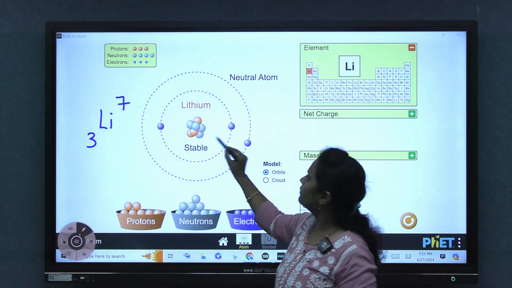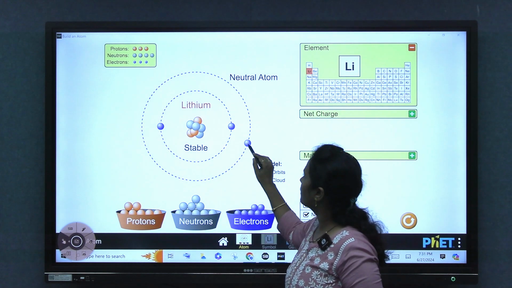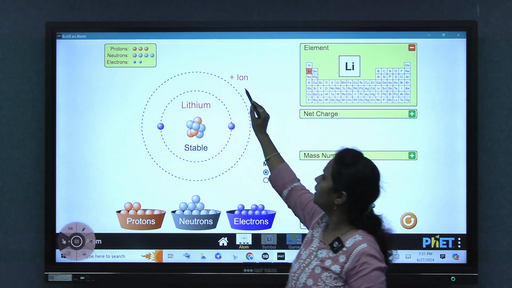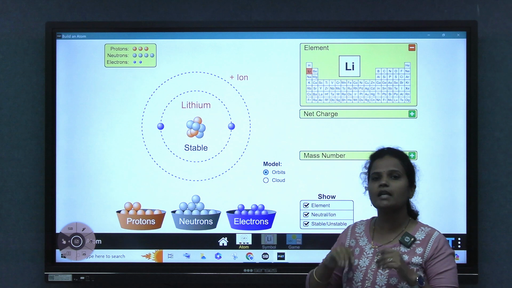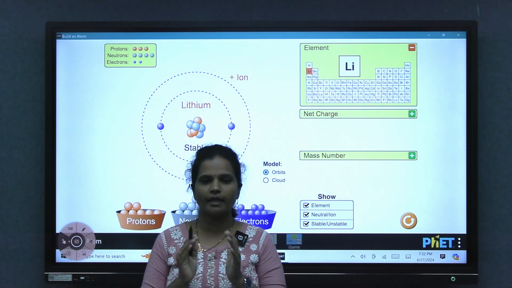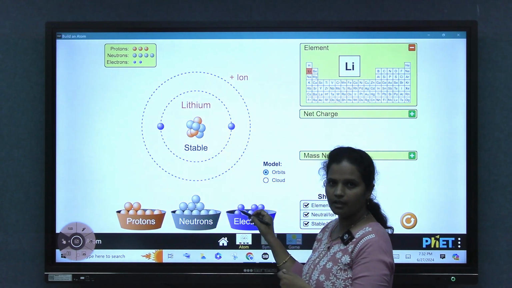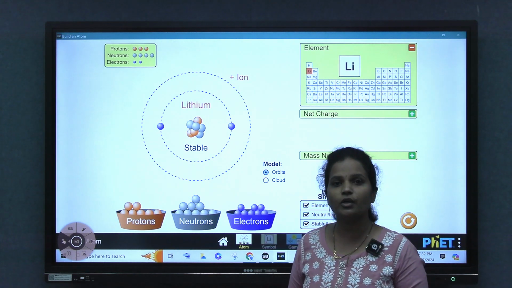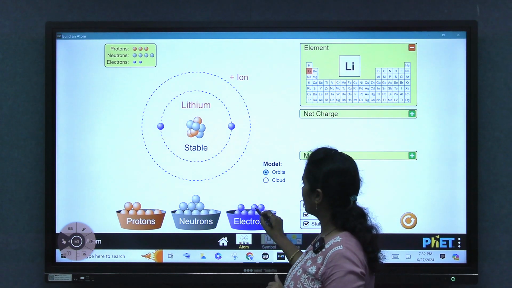Suppose I am going to remove one electron. By removing one electron you can see here it is going to form an ion. So what is an ion here? How is it going to form an ion? Suppose an element loses one electron, so the electron is lost. When an electron is lost, it gets a positive charge. Clear?